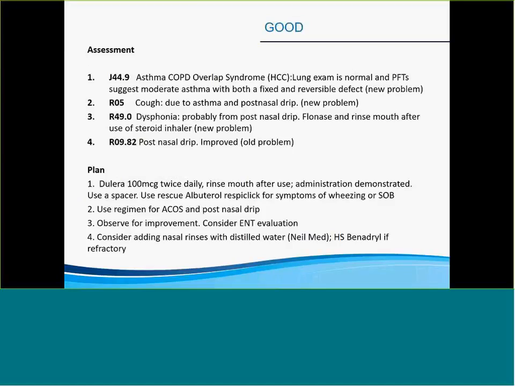Here are some documentation examples that are a little bit more extensive. I got these from one of our pulmonologists. First one is J44.9, asthma COPD overlap syndrome. For your information, asthma is not an HCC code for Medicare. It is for the commercial plans. But asthma COPD overlap syndrome is. That's when you have fixed obstruction as well as a reversible component. And his lung exam is normal. PFT suggests moderate asthma with both a fixed and reversible defect.